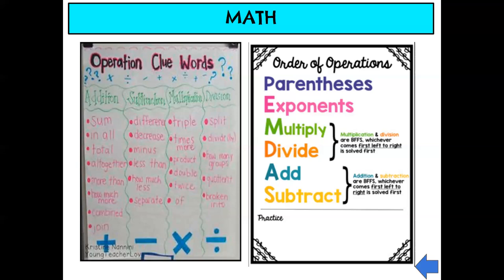So if you end up having a multiplication and division problem, and the division comes first in that problem, then you start out with your division first, and then you do multiplication. Same thing is true with addition and subtraction. They are BFFs, and whichever one comes first, after you have evaluated your parentheses, after you have done your exponents, and after you've done your multiplication or division, you would then see which one comes first with your addition and subtraction. Same holds true with multiplying and dividing, whichever one comes first.